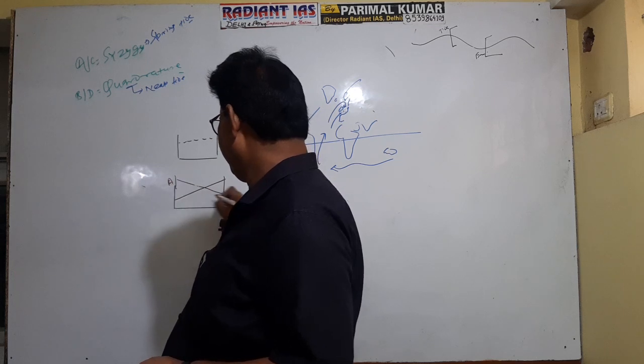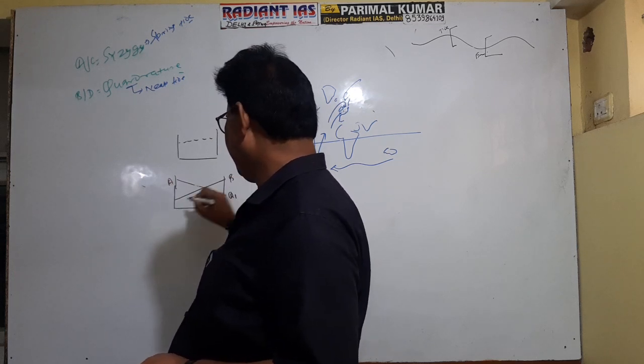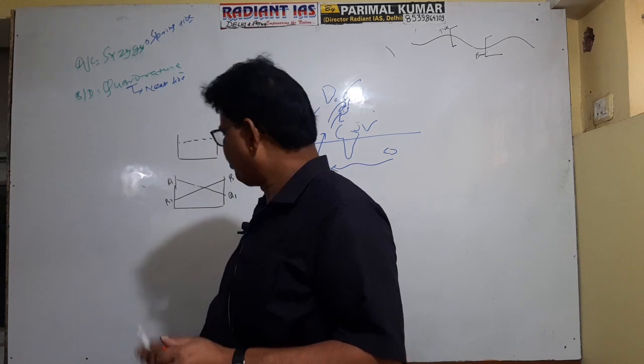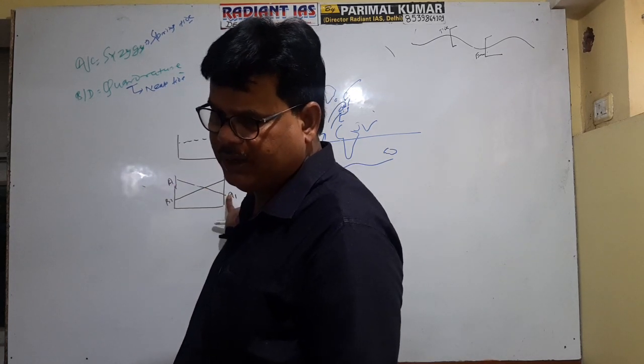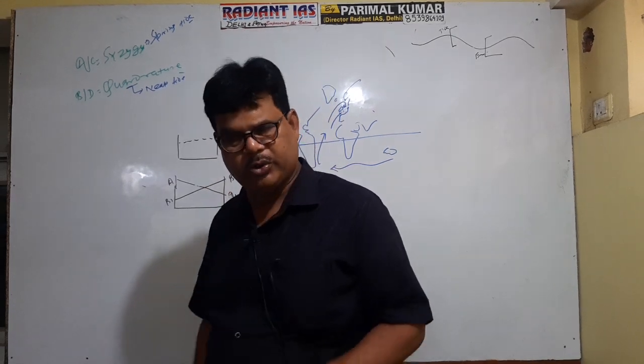This is A and A1, this is B and B1. If one side of the oceanic area experiences tide, then the other side will experience ebb, and vice versa. This is referred to as oscillation theory.